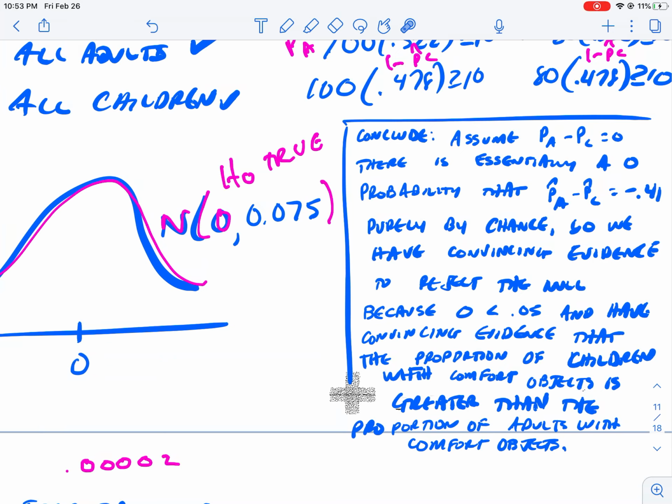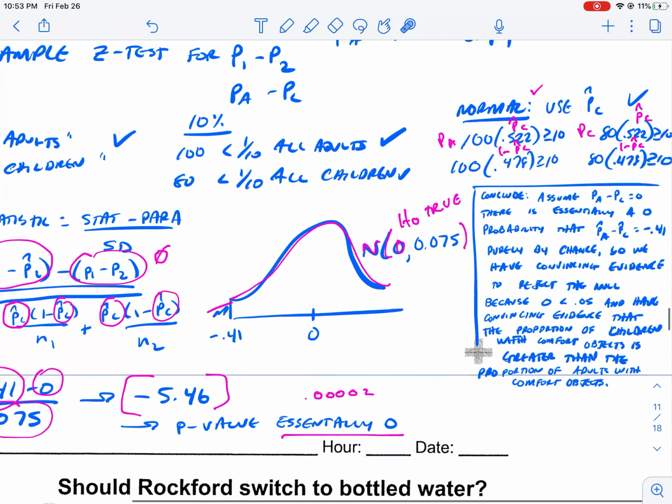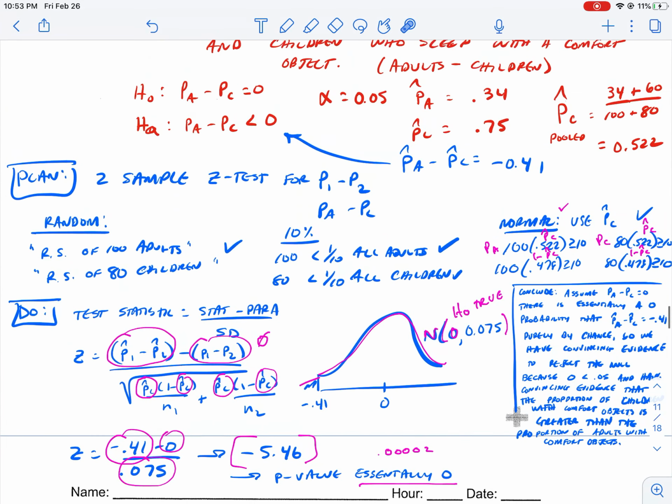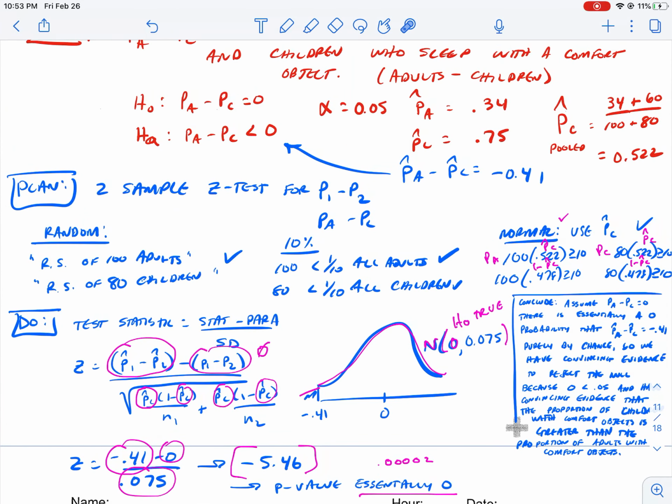So we have convincing evidence to reject the null because 0 is much less than 0.05. And we have convincing evidence that the proportion of children with comfort objects is greater than the proportion of adults. So I assumed there was no difference, saw this really big difference, found out that it was really unlikely to get that difference purely by chance, and rejected the null, okay? So that's how these two sample z-tests for P1 minus P2 work. If you guys have any questions, please feel free to reach out, but thanks for watching, and we will see you next time.